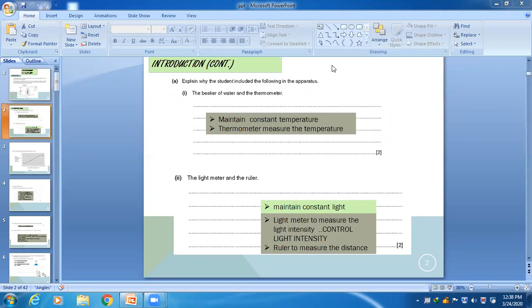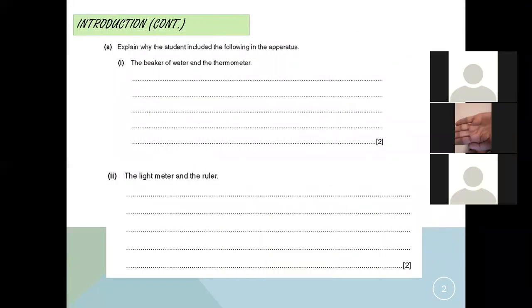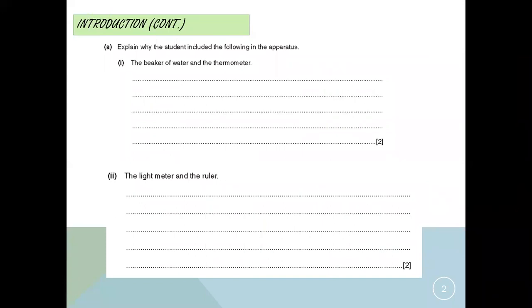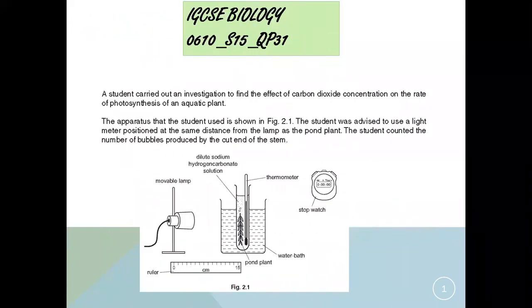All right, so the screen is okay. Let me move toward the lecture, okay? So the beaker of water and the thermometer. Explain why the student included the following apparatus. I told you already, it is to maintain the temperature. We know enzyme activity needs a specific temperature, okay? So for the maintenance of temperature, they use a water bath, and that water bath contains water. So the beaker acts as a water bath to maintain the temperature.